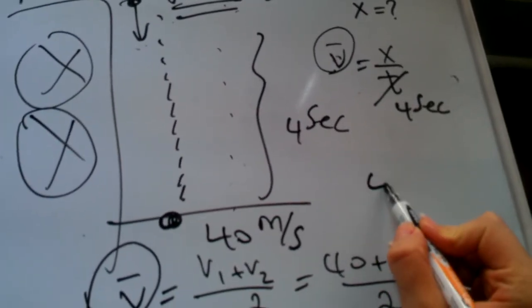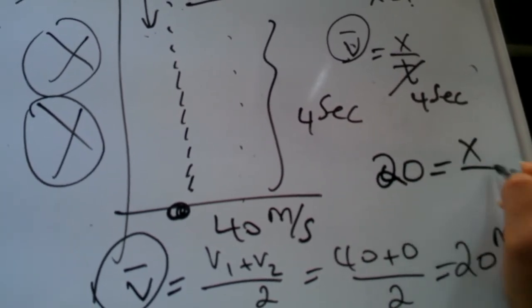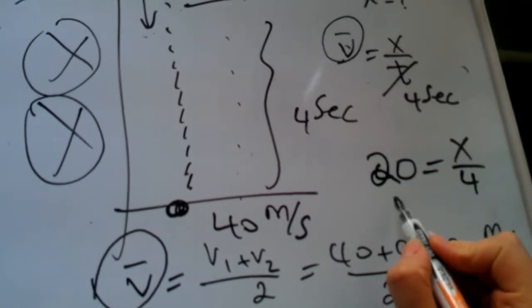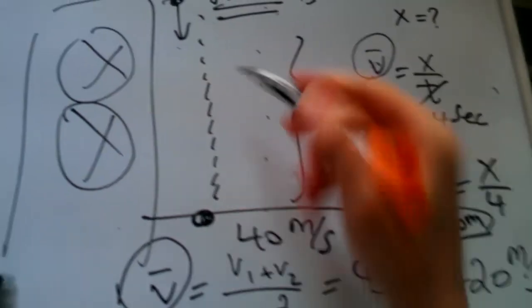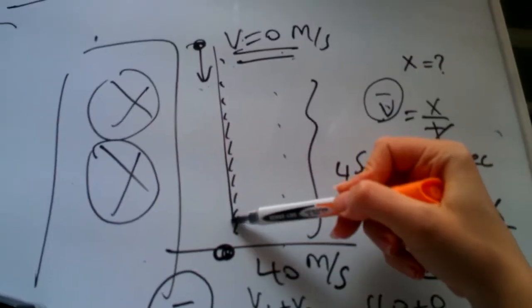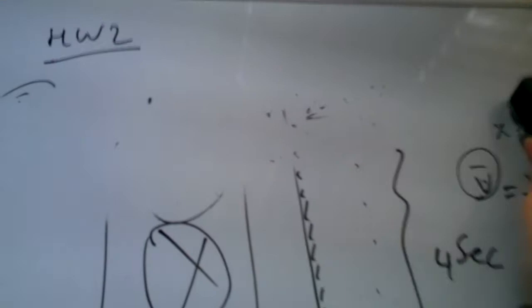Then you put in 20 meters per second equals x over 4 seconds, and then you solve for x, and that turns out to be 80 meters, the height of the building. Okay? So that's how you solve for the height of the building, knowing that it accelerates because of Earth, by 10 meters per second squared.